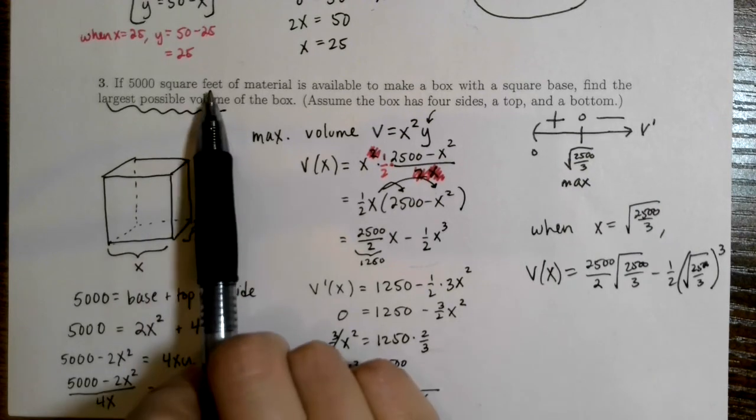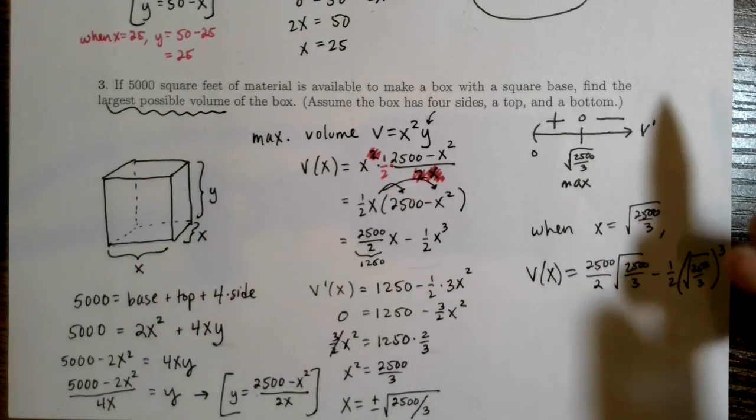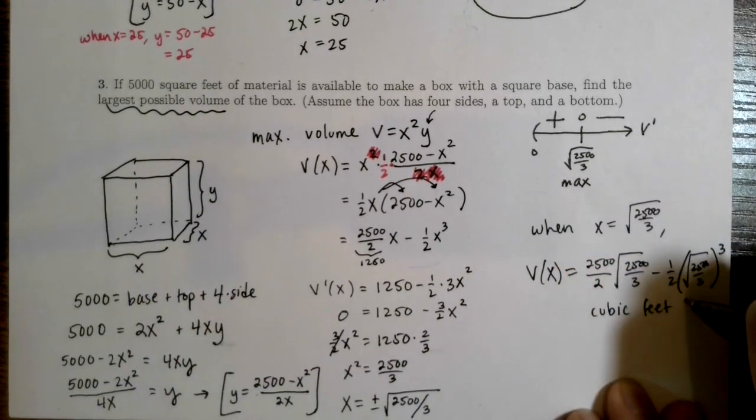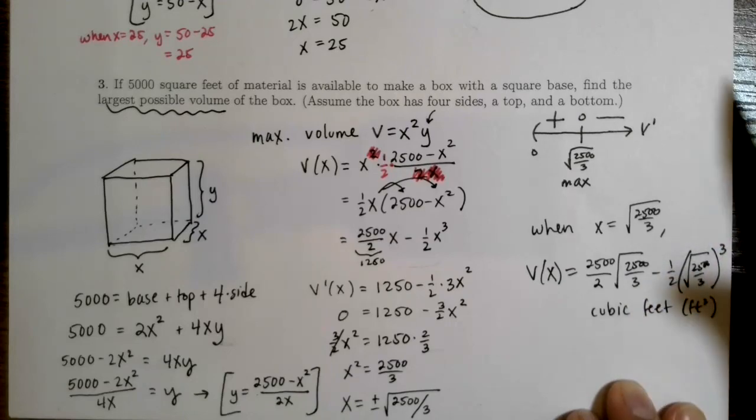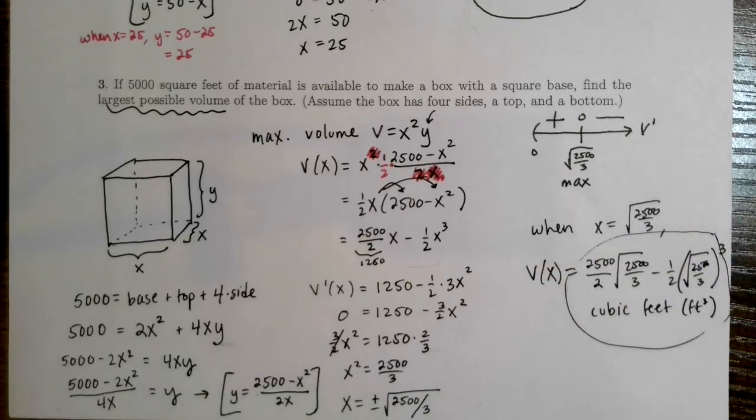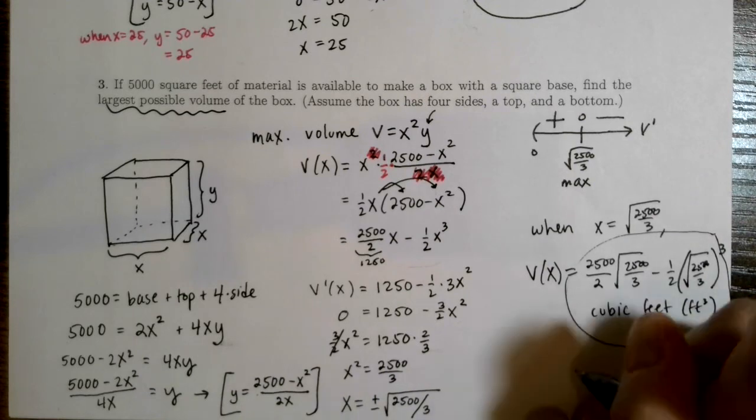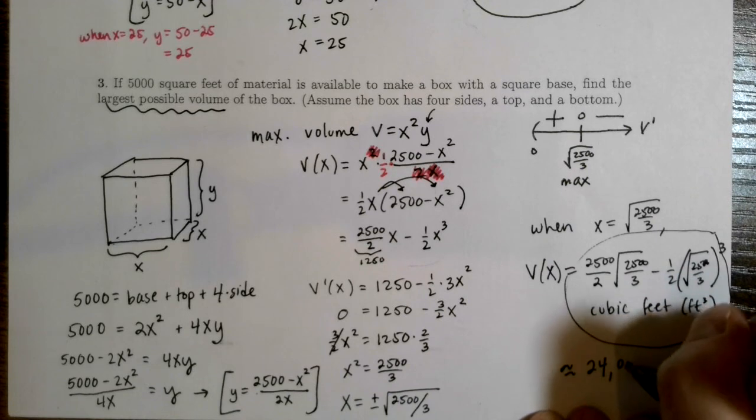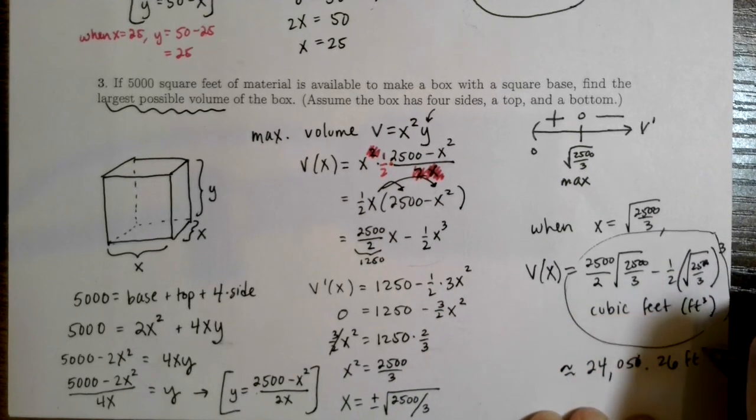And I'll just put some units on it. So we had feet as our units, and this is volume. So this would be in cubic feet, which is feet cubed. That's my answer. If you are curious and you throw this into a calculator, it should come out to about 24,056.26 cubic feet.